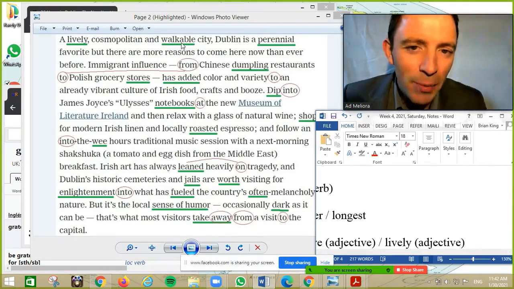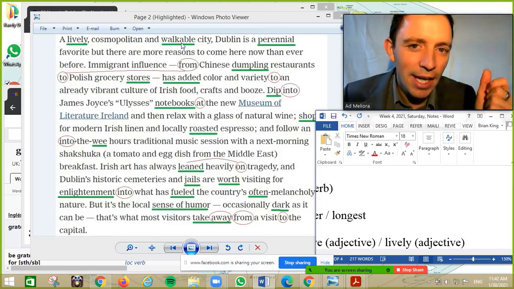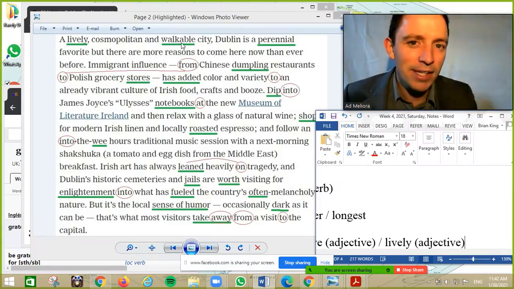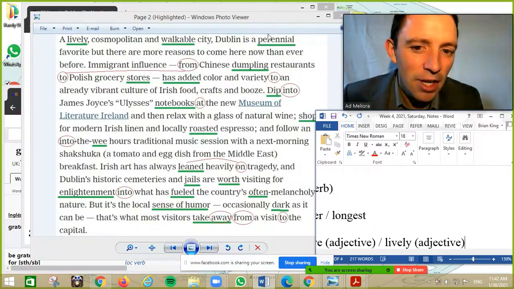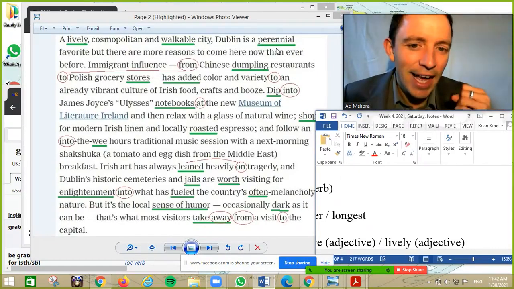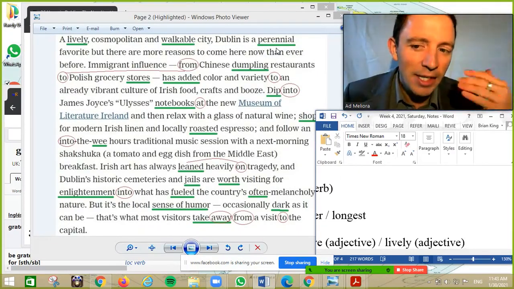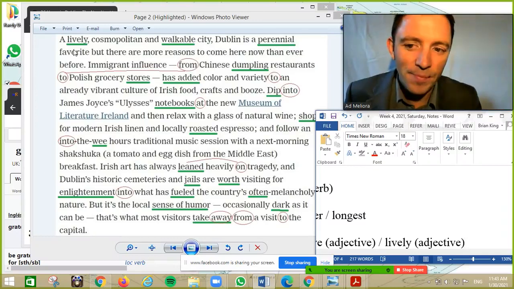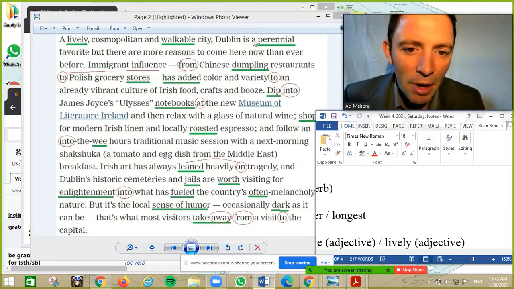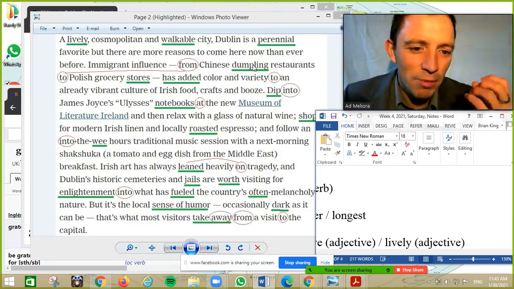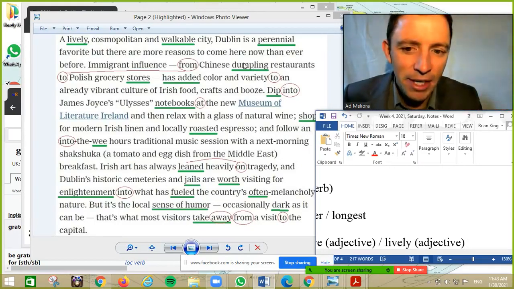Walkable, so here we have the suffix able, it's related to ability. So the city, you have the ability to walk, and walk is pasear, so it's a walkable city. Dublin is a perennial, so it's related to the year, it's relevant every year, it's a favourite every year. Perennial, every year, okay. Originally Latin, I think the word obviously is originally Latin, but perennial is very every year.